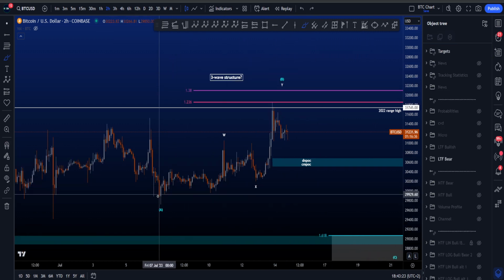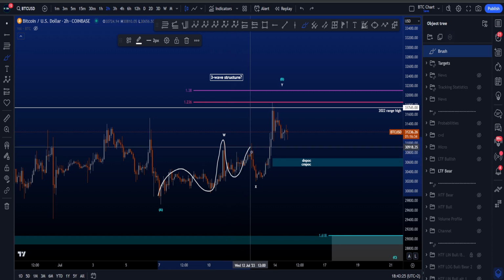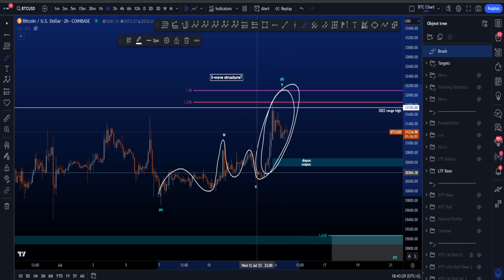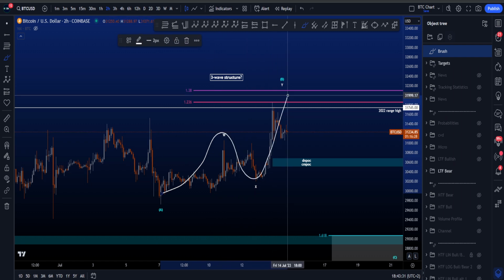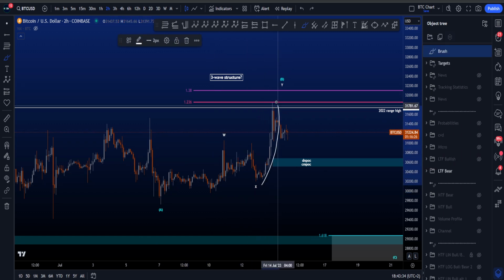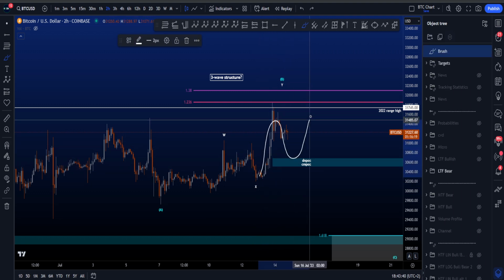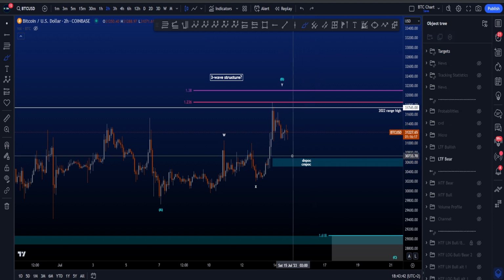Inside this wave B, we're then looking for a first three-wave structure, a second one, and then you're going to be looking for another three-wave structure to the upside, and then a W, X, and then a wave Y. However, is this impulsive structure to the upside by itself already a three-wave structure, or can we expect something like this to happen? Well, that is yet to be seen.